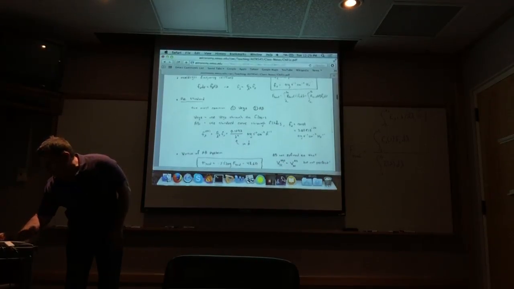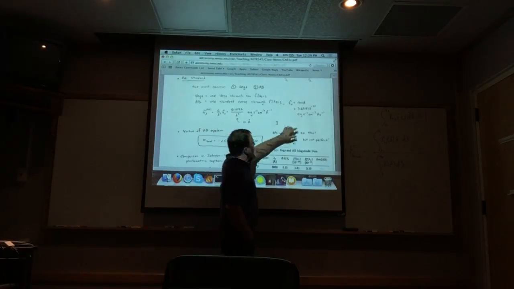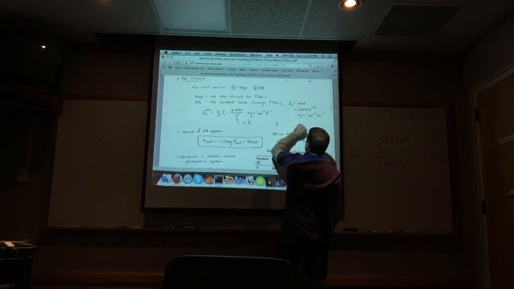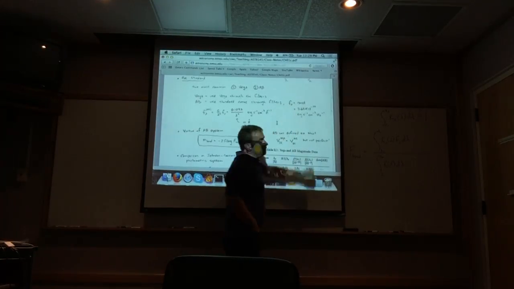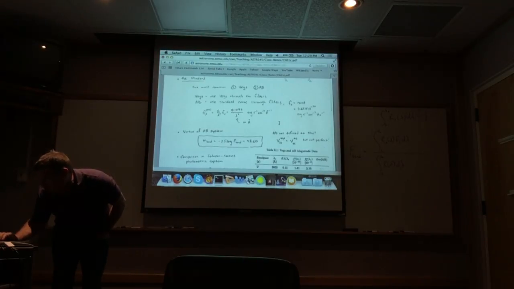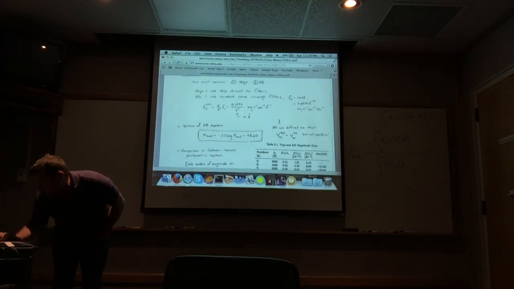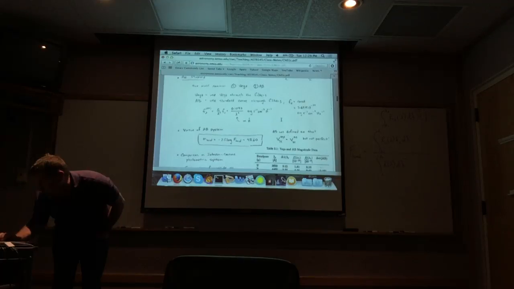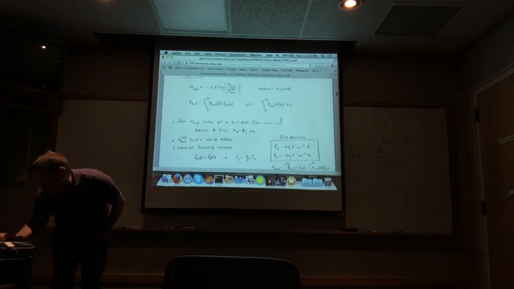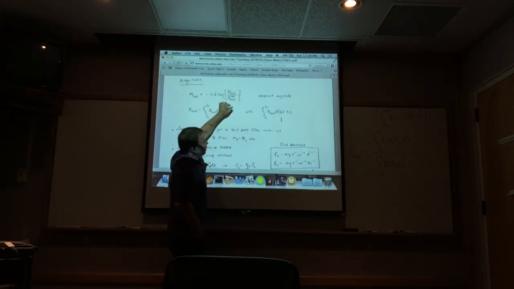So through the definition of this, when you take this number F nu and you put it through the B-band filter, you get for this number 48.60.